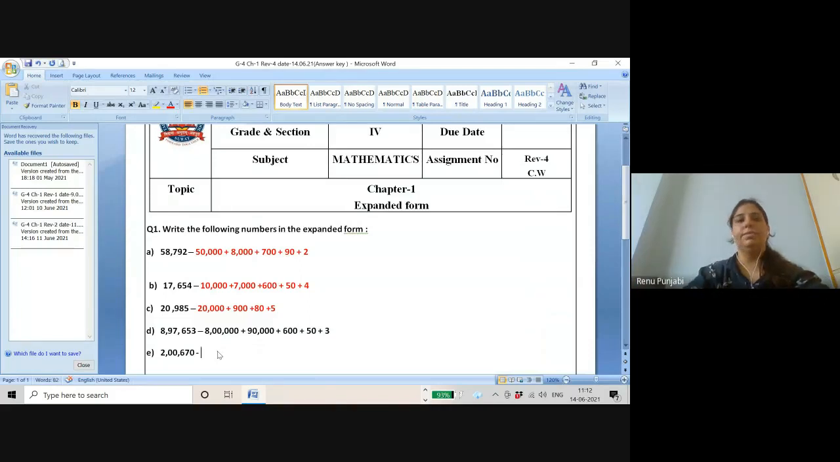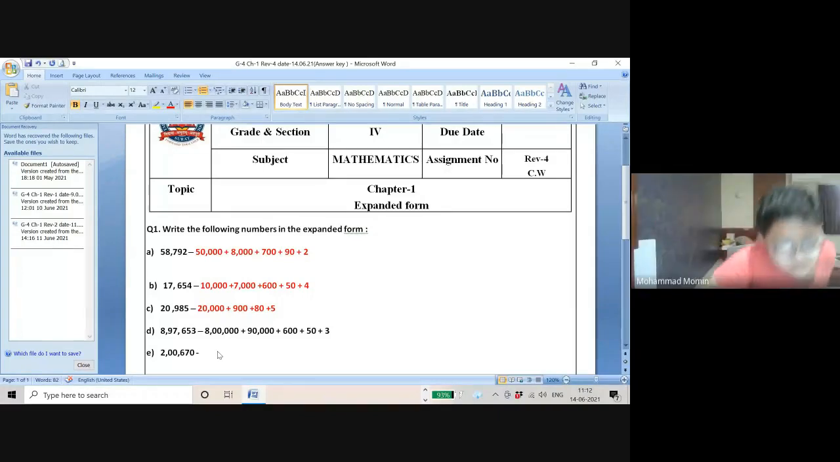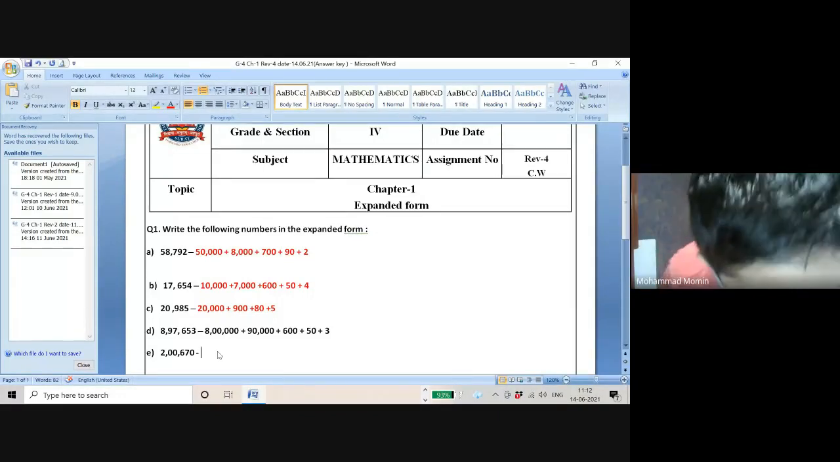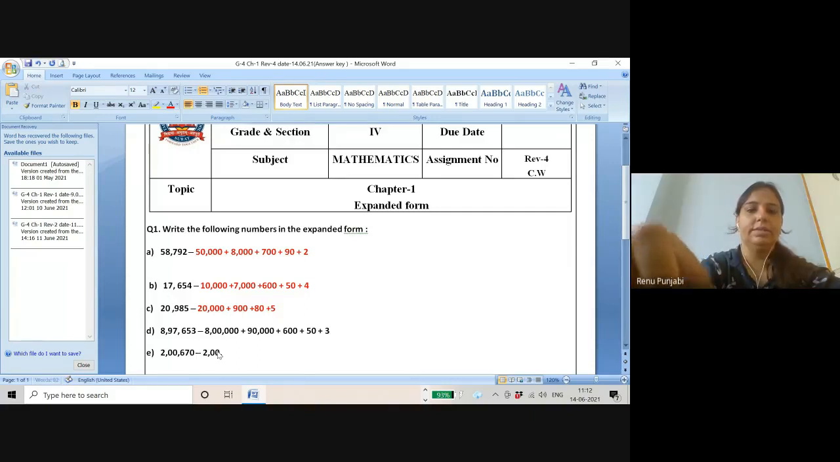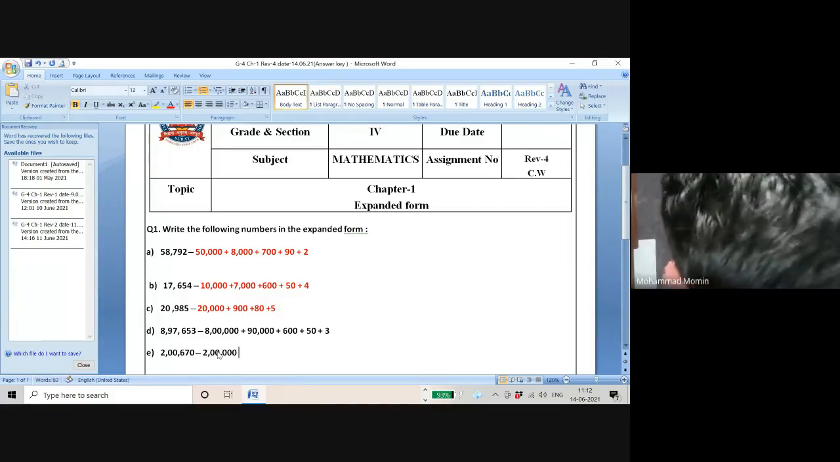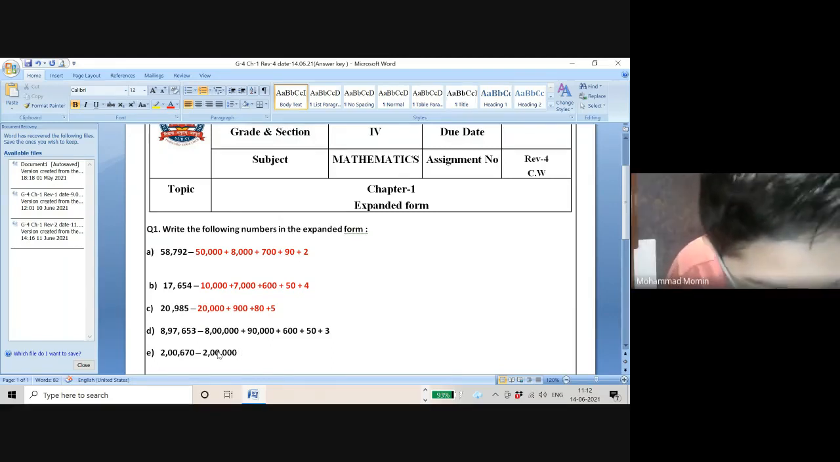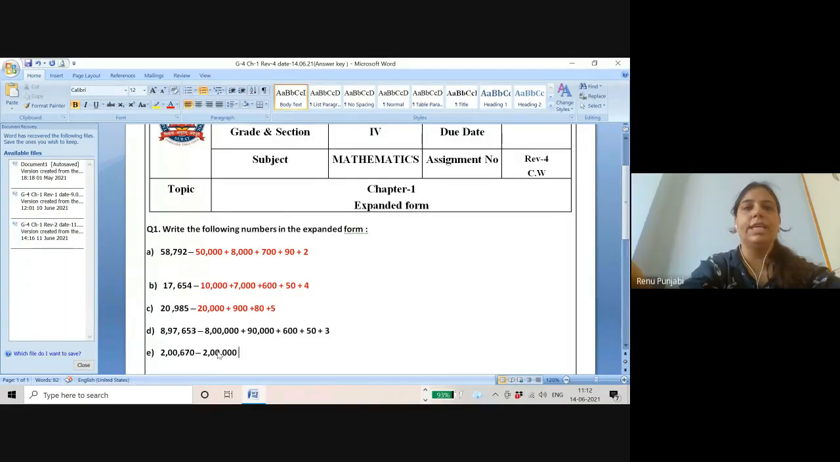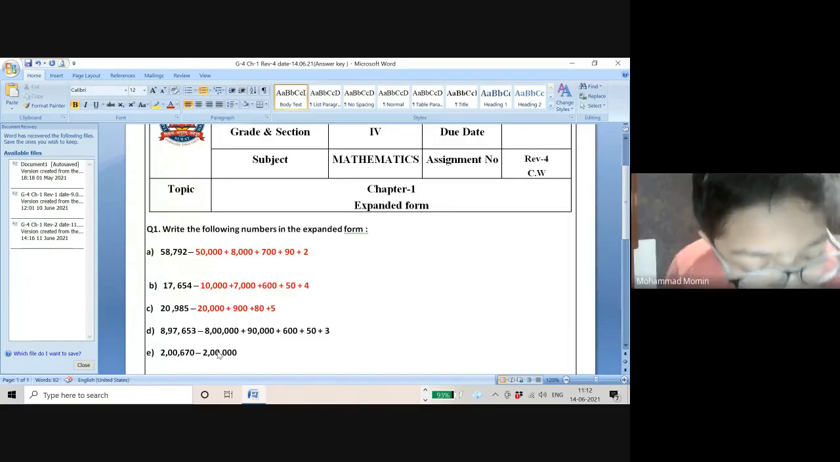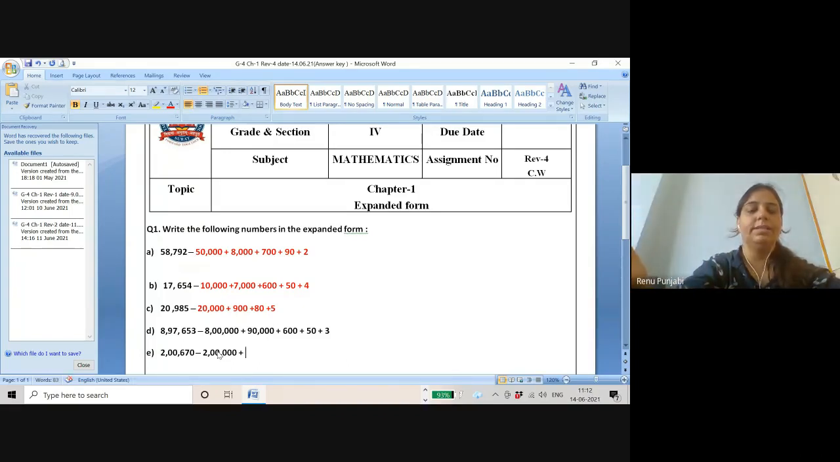So next will be given by Mohammed Momin. Mohammed Momin, are you there in the class? Yes, ma'am. Can you please give me the answer of this one? 2 lakh, 2 lakh, 6... then 600. So which sign will I put here? After the comma, plus. What will come next?